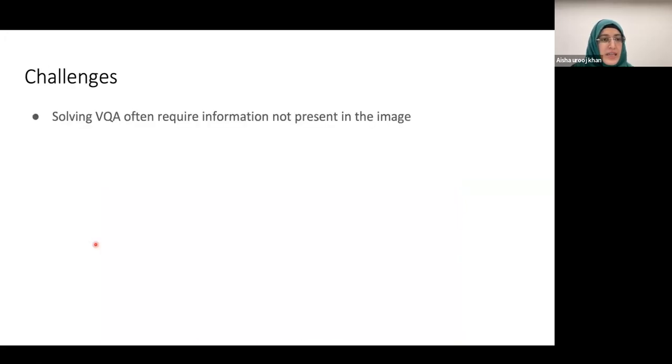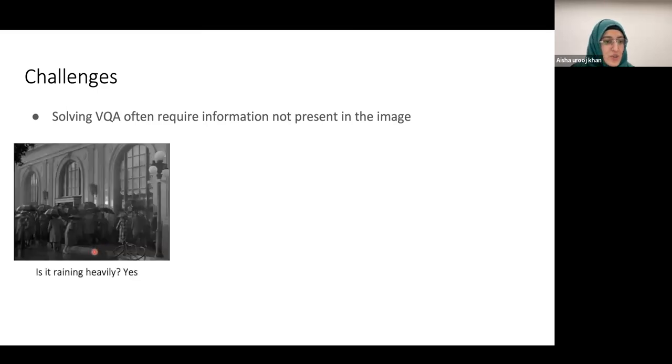The visual question answering task has many challenges. One of the main challenges is that often the information which the question is asking about is not present in the image. For example, in this image the question is, is it raining heavily? And the answer is yes. Although we cannot see the rain here, looking at the people holding umbrellas, we can say yes, it is raining. To answer this question, we need to use common sense.